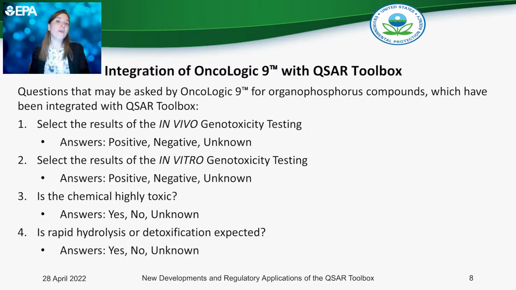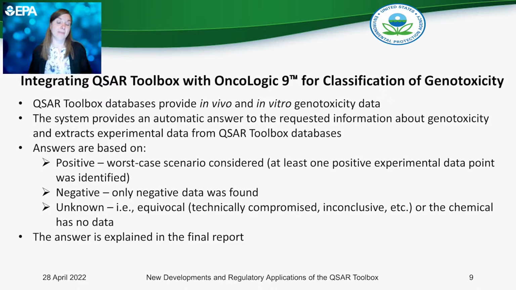So how does QSAR Toolbox answer these questions automatically and input the data into Oncologic? We're going to start with the classification for genotoxicity. QSAR Toolbox databases provide in vivo and in vitro genotoxicity data through gene mutation studies or chromosomal aberration data that are contained in its databases for numerous compounds. The system provides an automatic answer based upon the extraction of results that it searches for in its databases.